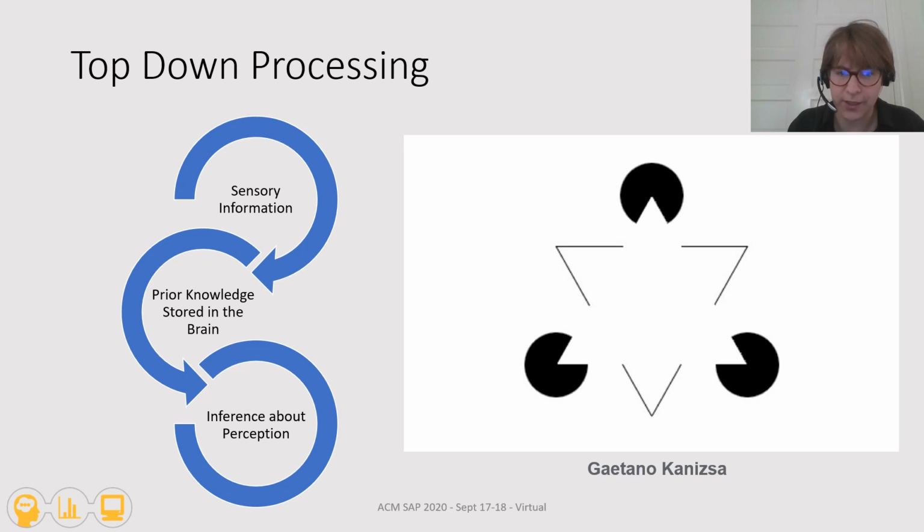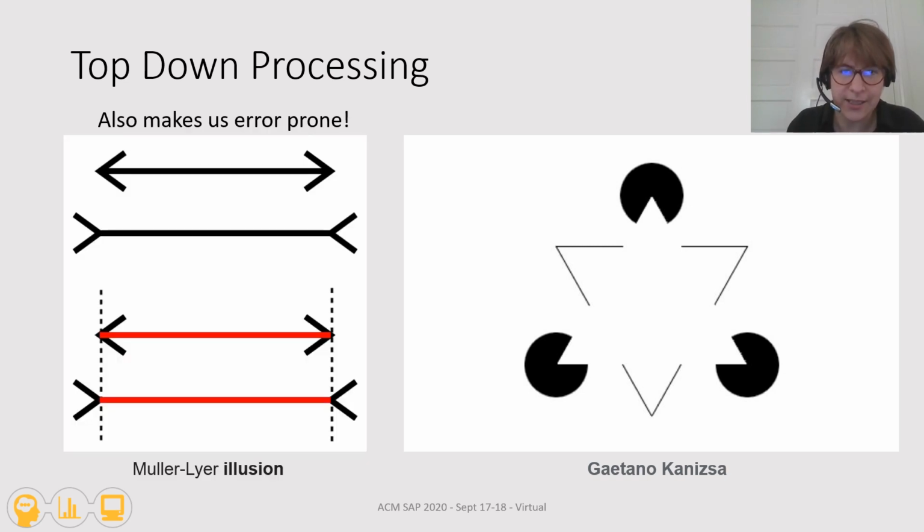An example of perception inference and top-down processing is the Gaetano Kanizsa illusion, in which you can clearly see these two triangles, despite them not being drawn completely. And this top-down processing also makes us very error-prone, which means we can trick the brain. For example, the Müller-Lyer illusion, which is also quite famous, shows two lines that are exactly the same size, but one seems longer because of how the arrow is positioned.